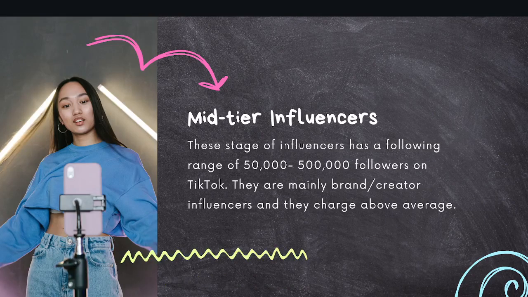Now, mid-tier. These ones are the ones with over, I would say, 50,000, 100,000, 200, 250,000. These are the ones that are used for brand ambassadors. Why? Because you are not trying to get a lot of views. You're just trying to optimize their followers, if you understand what I'm saying. So you're not trying to get 100,000 views. You already know that this one specifically gets about 10,000 to 100,000 views at least. So you're trying to optimize their followers.